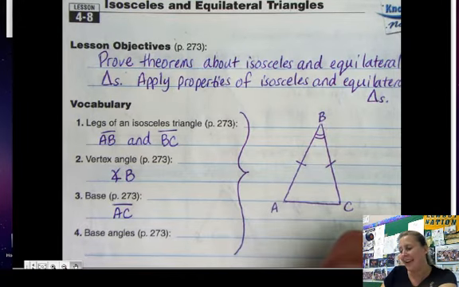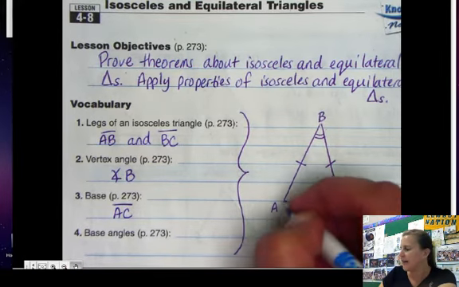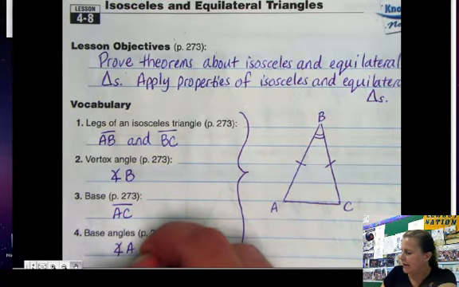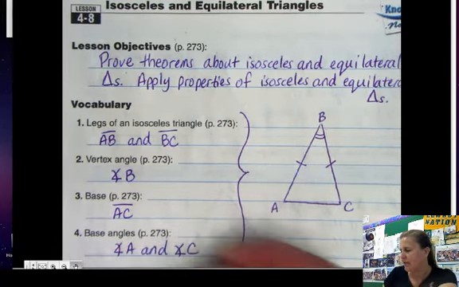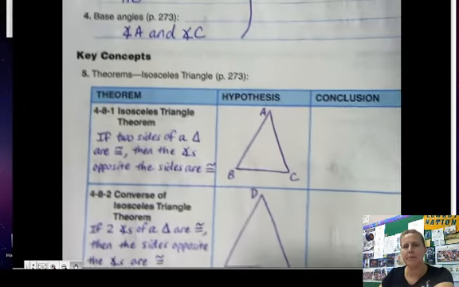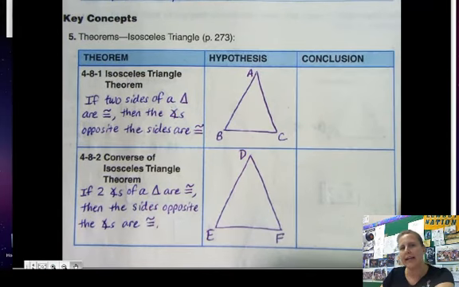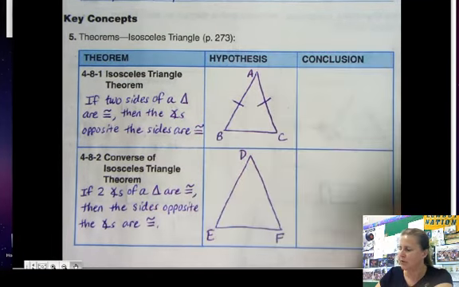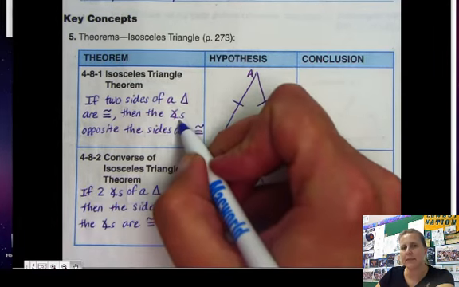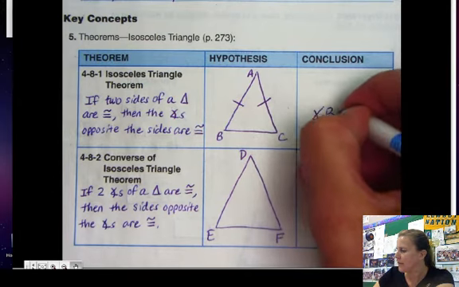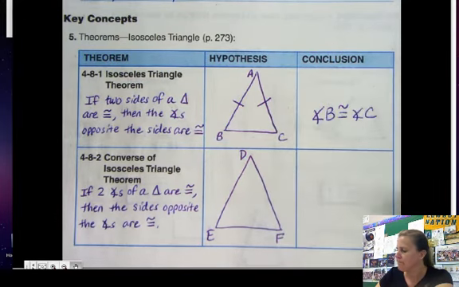And the base angles are the angles that are connected to the base, so that would be angle A and angle C. So those are a few vocab terms. So a couple of theorems here. If two sides of a triangle are congruent, so if I'm told that that's true, then the angles opposite those sides are congruent. So angle B has to be congruent to angle C.